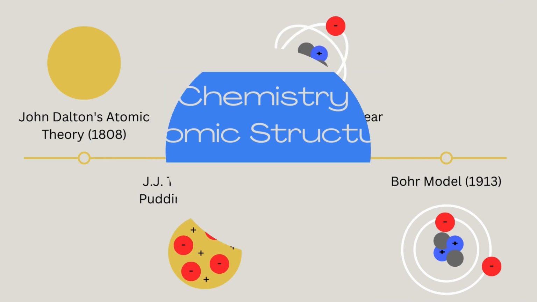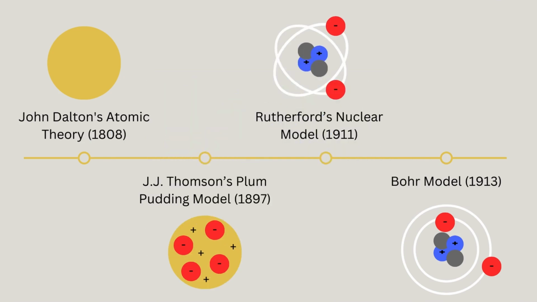Let's get started. The concept of the atom has evolved over time, with different models helping us understand the complex nature of atomic structure. Dalton proposed that atoms are indivisible particles, each element consisting of identical atoms. While this was a groundbreaking idea, we now know that atoms are made of smaller subatomic particles. Thomson discovered the electron and proposed the plum pudding model, where electrons were scattered within a positively charged pudding. This model didn't last long, but it was a step forward.